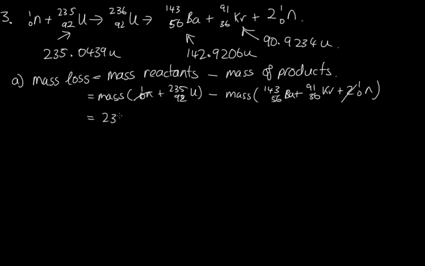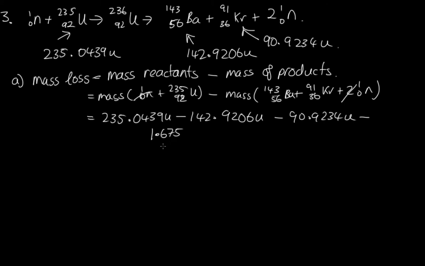We've got 235.0439 atomic mass units minus 142.9206 atomic mass units minus the krypton, which is 90.9234 atomic mass units. Now we have to subtract off the mass of the neutron. We're given that at the front of the tutorial problems as 1.675 times 10 to the minus 27 kilograms. To get that into atomic mass units, we need to divide it by one atomic mass unit, which is 1.661 times 10 to the minus 27 kilograms. So the 10 to the minus 27 will cancel each other out.